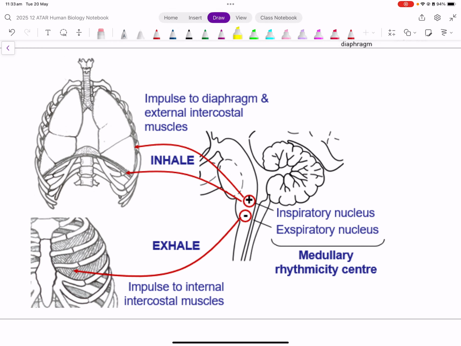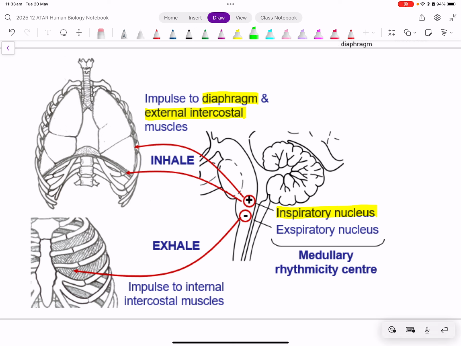So when we inhale, an impulse is sent to the diaphragm from the inspiratory nucleus, or the inspiratory portion of the medulla oblongata, and an impulse is also sent to the external intercostal muscles. And this tells these muscles, both the diaphragm and the external intercostals, to contract and to allow the lungs to expand due to that changing pressure.